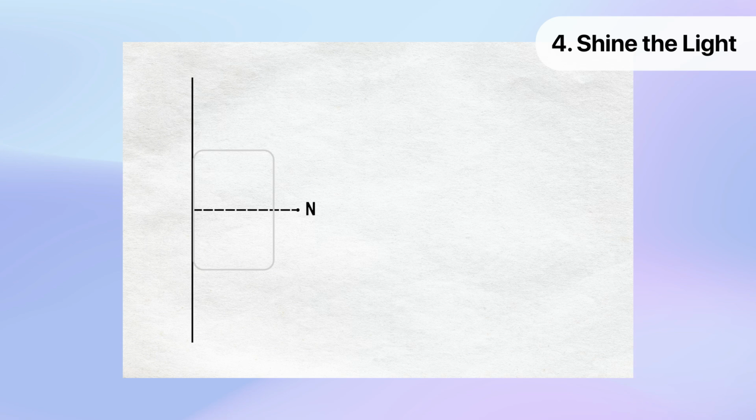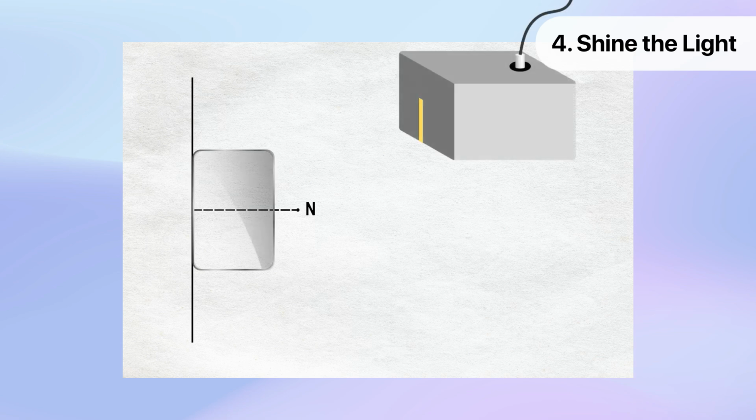Step 4 is to shine the light. Now, take the ray box and set it up so that a narrow ray of light shines at the point where the normal line intersects the block. This ray is called the incident ray. You should see the light entering the block.